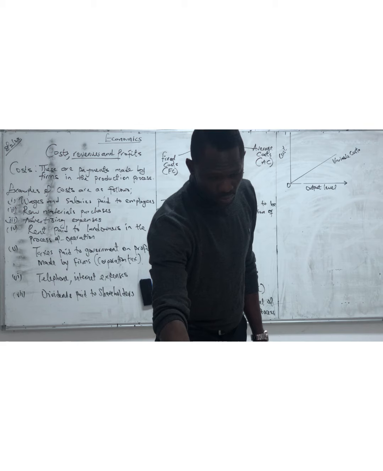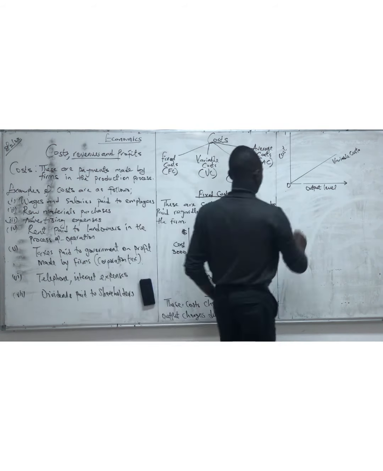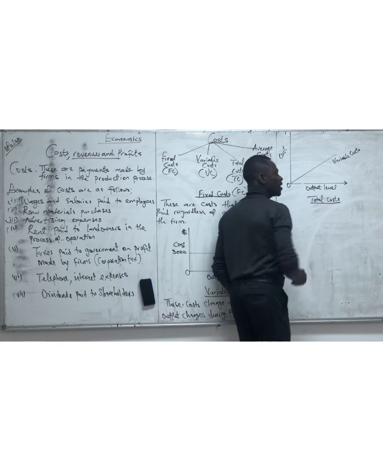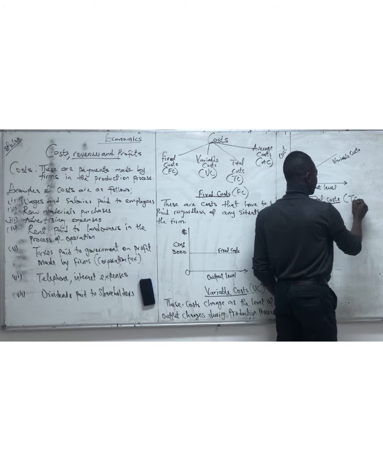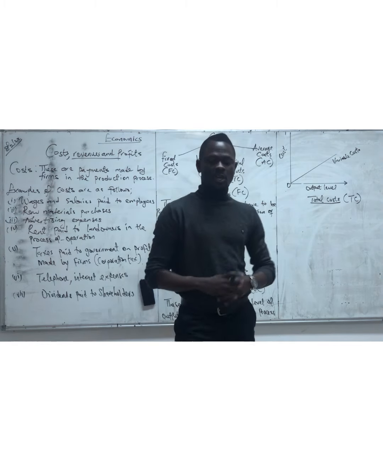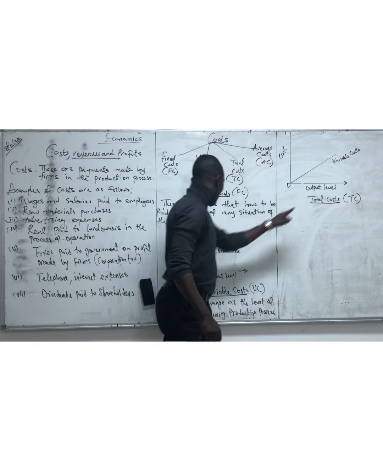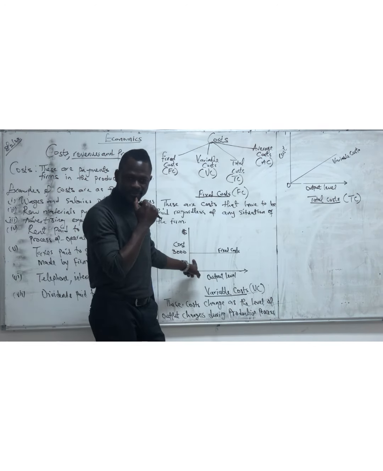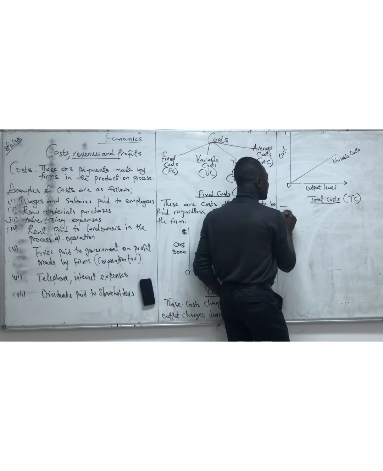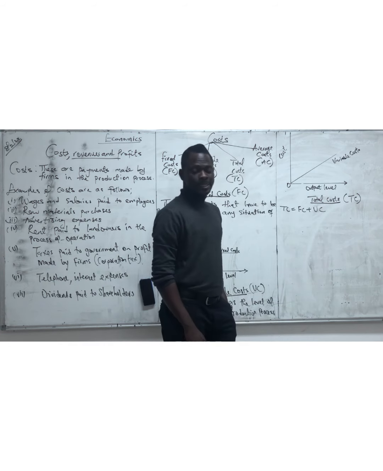Alright. So then we have the total cost. For the total cost, which is TC, it is the combination of the variable cost and the fixed cost. This gives you your total cost. So we say TC equals FC plus VC. Is it clear?